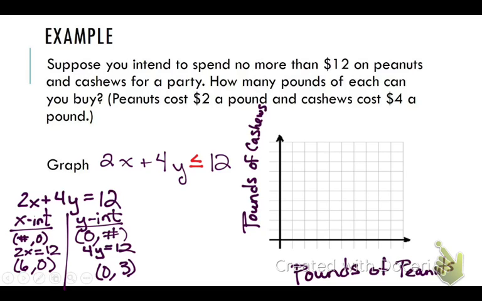And then I believe our x and y intercepts will both fit if we just have these as ones, like 1, 2, 3, 4, 5, 6. I believe we have enough room for it. So I'm going to graph both.